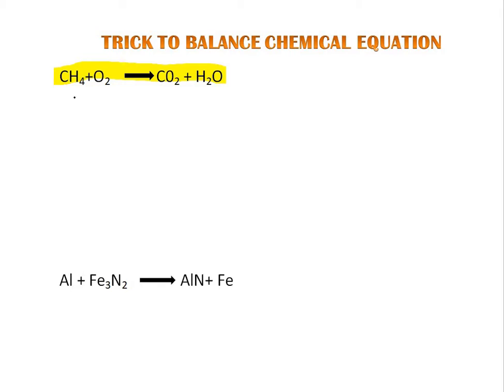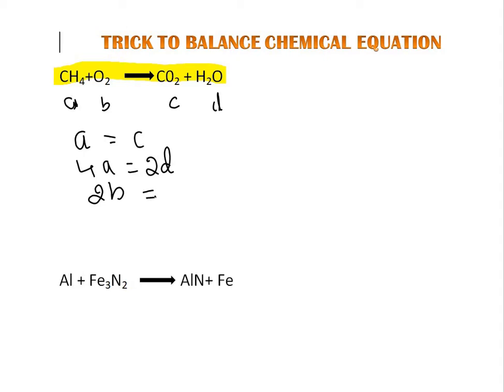So let me write CH4 as A and O2 as B and CO2 as C and H2O as D. Now we need to compare both sides. I need to note it down as A is equal to C, and 4A is equal to 2D, 2B is equal to 2C plus D.